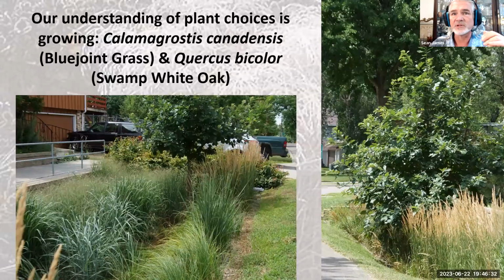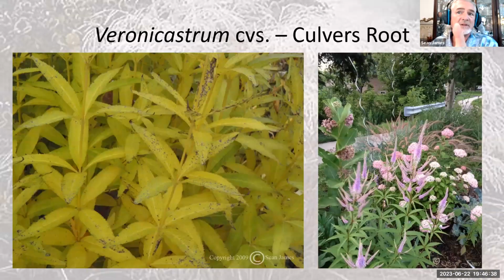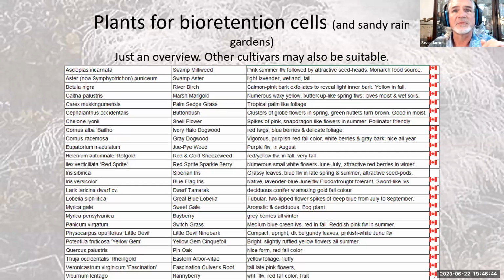So you will see, I'm just going to fast forward. There we go. So there are plants for clay soil, bioretention cells, which is sandy soil. Lots of different options for people to pick and choose from. I will stop sharing my screen.